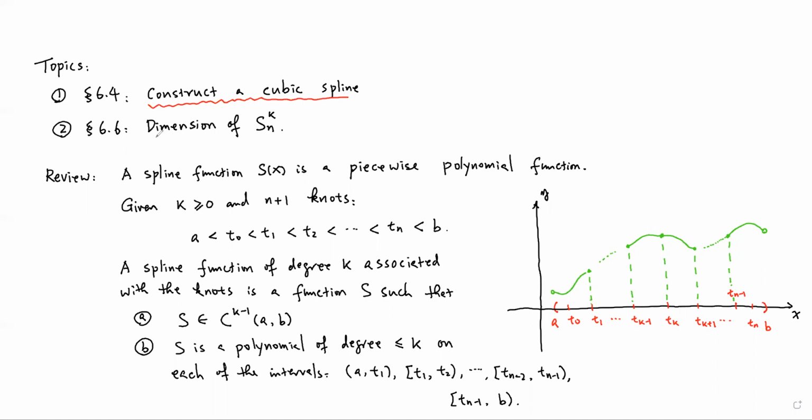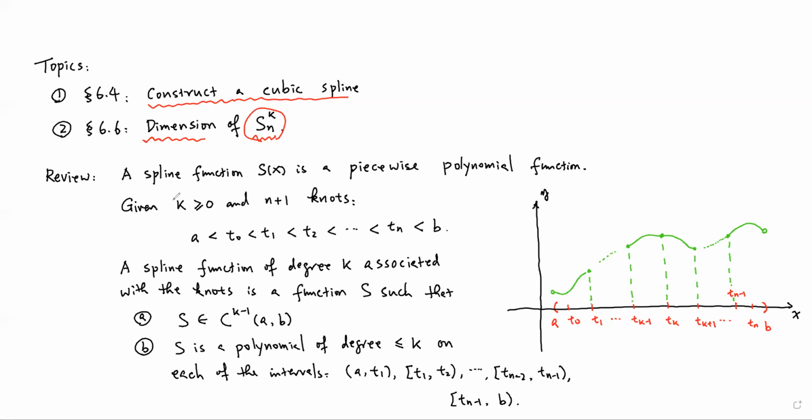The second topic, I present the dimension of this space. This notation is the set of all spline functions of degree k. Put all the spline functions together, we have a set. The notation is this. Then what is the dimension of this set?